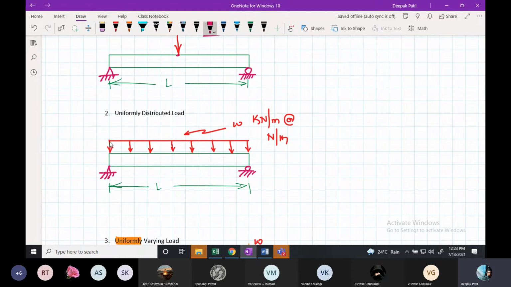This load is being distributed uniformly. Means if I say this width and this width are the same, right? Throughout it is the same. This type of load is called a uniformly distributed load. The term itself tells you, uniformly, right? And its unit is either kilonewton per meter or newton per meter.